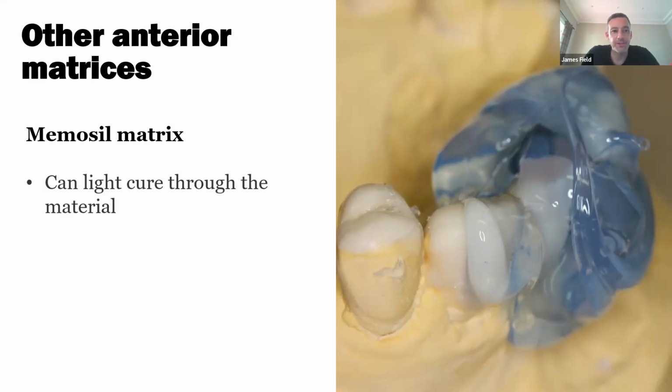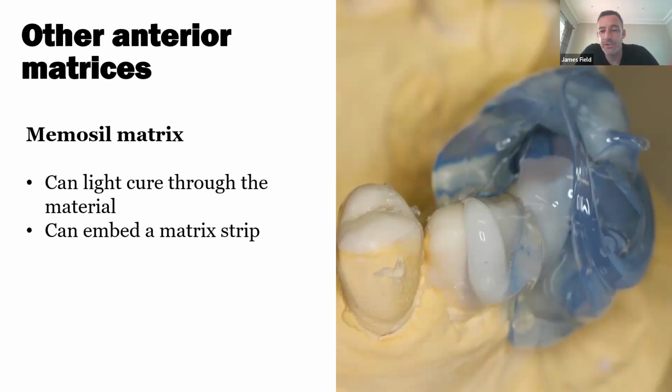So you can use a Memesil matrix, you can light cure through it, and you can also, if you wanted to, embed, in this case, a metal matrix strip that you've picked up from the wax up in the Memesil as well. So when you go over to the mouth, you don't run the risk of bonding the adjacent teeth together. We see a lot of people now using kind of injection molding techniques, etc. And they're all good in trained hands.